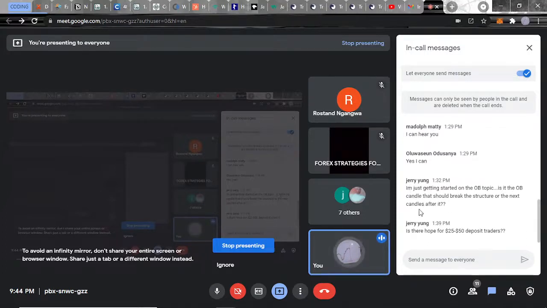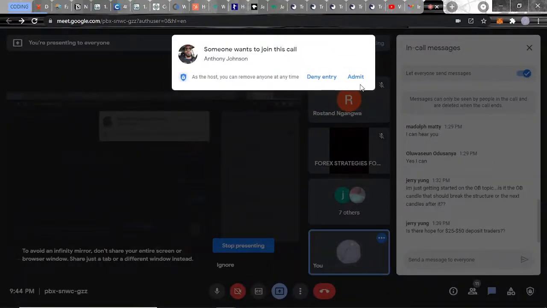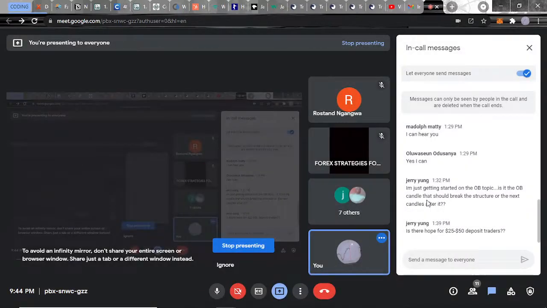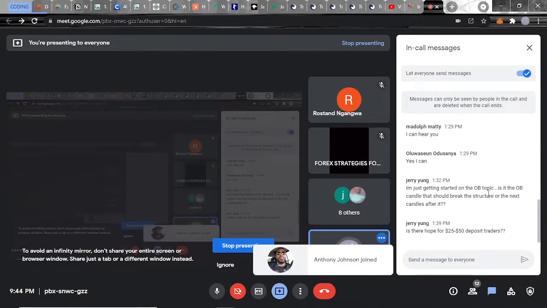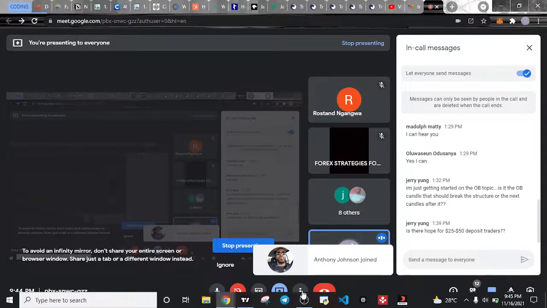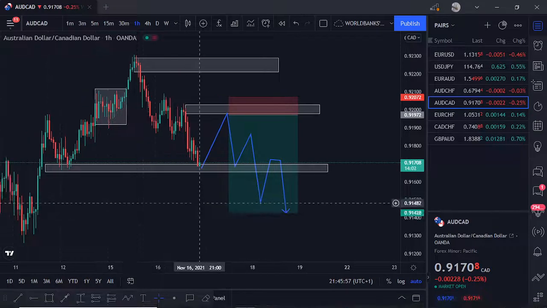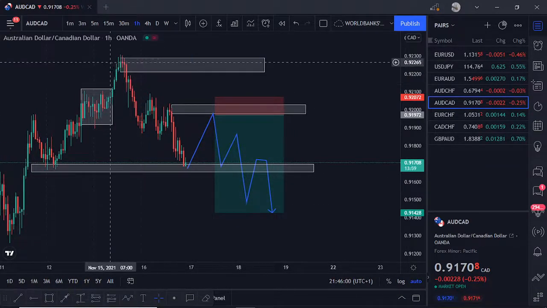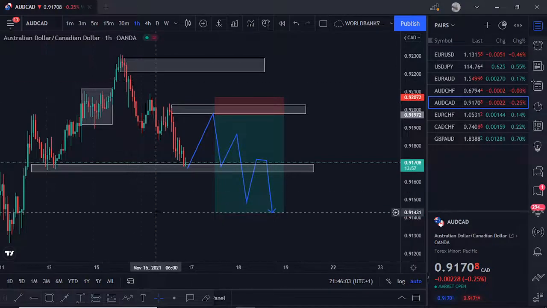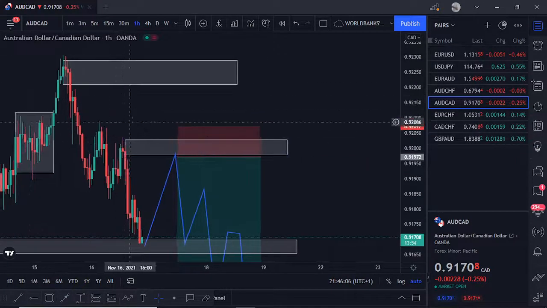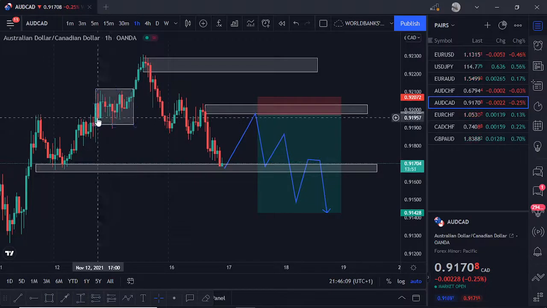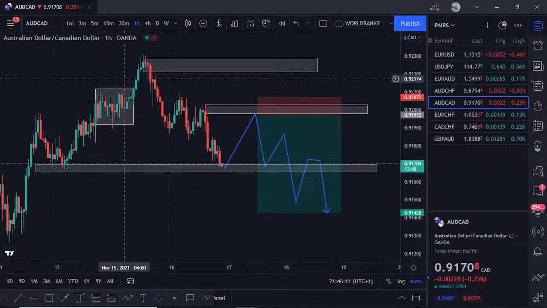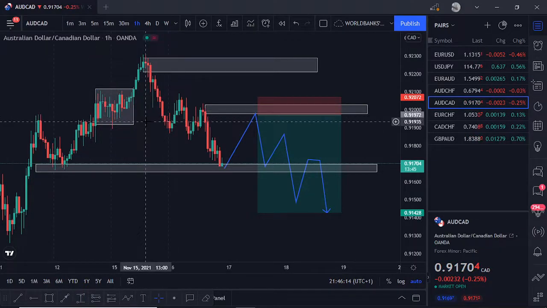Is it the order block candle that should break the structure, or the next candle after it? No, not the OB candle. The order block candle is the candle that forms before the break of structure. The break of structure is just the normal breakout of a previous higher low. Yes, higher low, previous higher low, then this is the order block. So the order block is not the candle that broke the higher low, as you can see here.